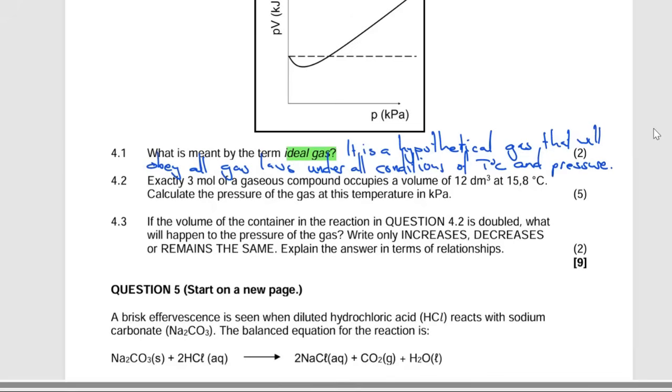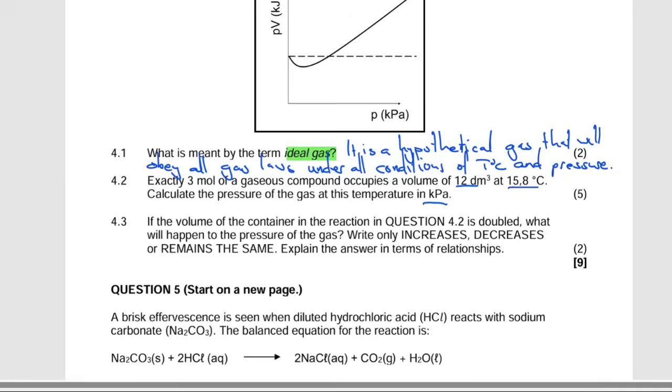Then they're saying exactly 3 moles of a gaseous compound occupies a volume of this at 15,8 degrees Celsius. Then calculate the pressure of the gas at this temperature in kilopascals, right? So now, according to this, we're going to use or manipulate the formula that says PV is equivalent to nRT, right? Where your P is the pressure. Then in terms of the volume, let's look at the volume.